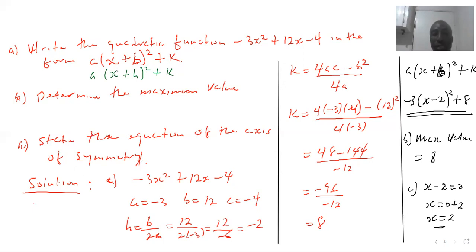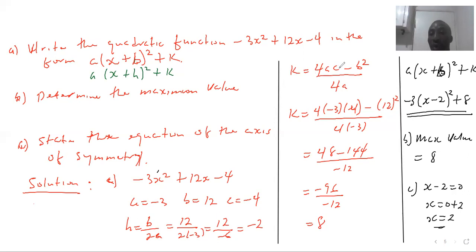So for me, first of all, we write the formula down, then we find what our coefficients are. So I have negative 3 for A, B is 12, and C is negative 4. So I started by writing the formula for h, which is negative b over 2a. So I get negative 12 over 2 times negative 3, which is negative 12 over negative 6. I get 2. I move on to find the value of k.